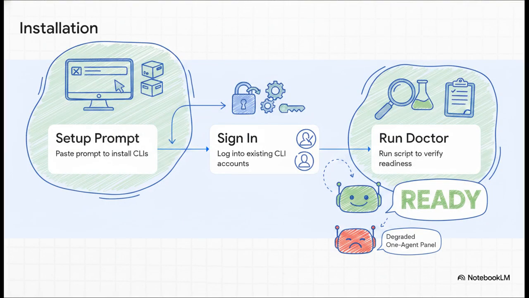Here is the absolute easiest path to get this running. Step 1, open your preferred host assistant and paste the provided setup prompt. It automatically tells your AI to install the skill and all those CLIs we just talked about. Step 2, simply sign into each CLI using your accounts. Step 3 is vital. Run the built-in scripts/doctor.py file.